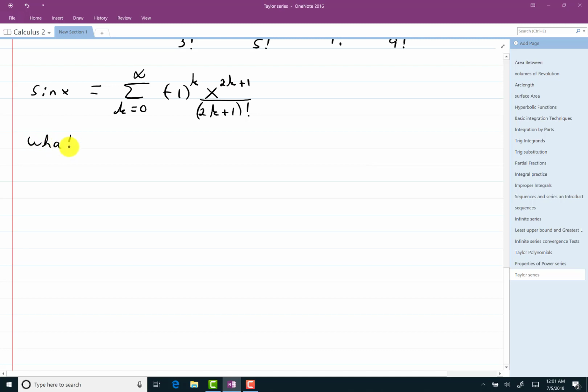What is the interval of convergence? And of course, since I have a factorial, it's probably better to use the ratio test than to use the root test. So for that, we'll look at the quotients of a term and its previous term.